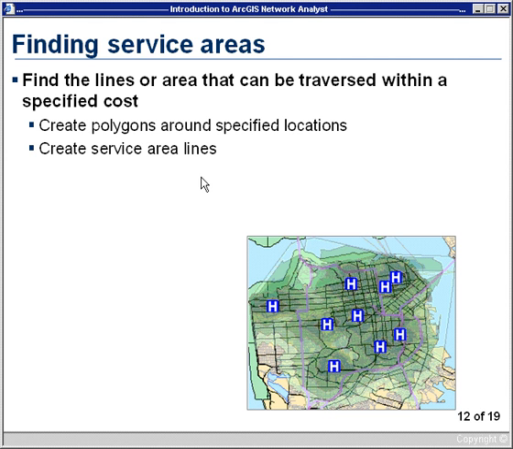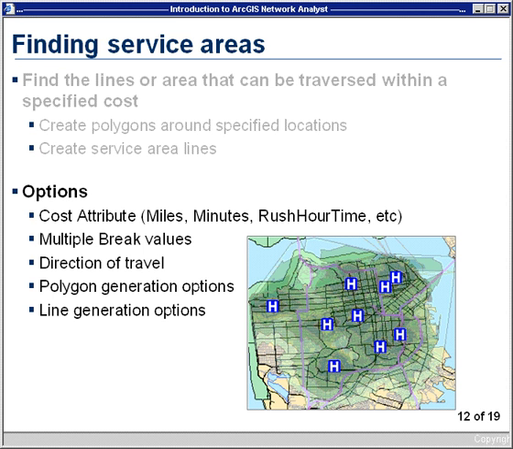Another analysis you can do with Network Analyst is finding service areas. For example, the area that can be traveled within 30 minutes from a given location. This is used when you have 1 or more locations and you want to determine the lines or area that can be traversed within a specified cost. The result is the lines traversed and 1 or more polygons around those lines.